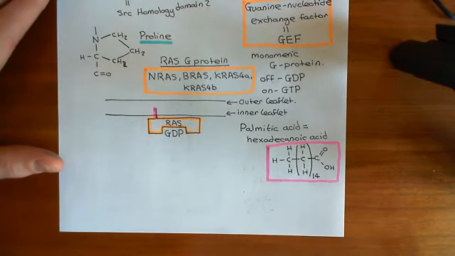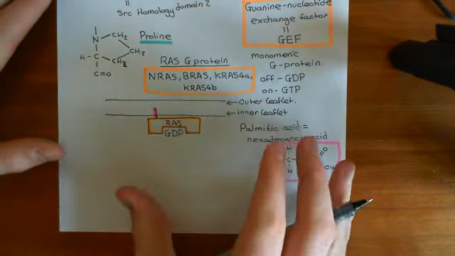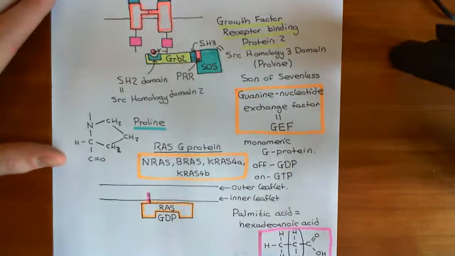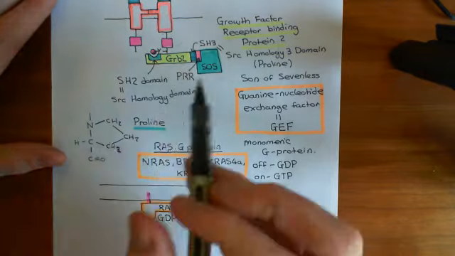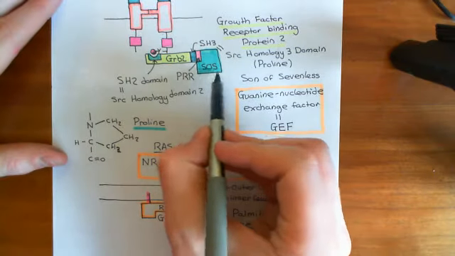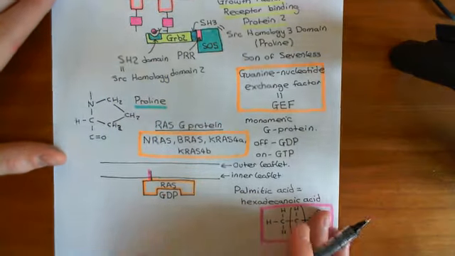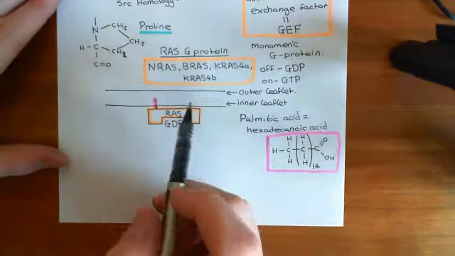Okay, right. So next up, we need to discuss how these Ras G proteins are going to be activated. We need to connect them back up to our growth factor receptor pathway here. So we've now got our Son of Sevenless protein, our SOS protein here, bound and activated. And it's now going to activate the Ras monomeric G protein.